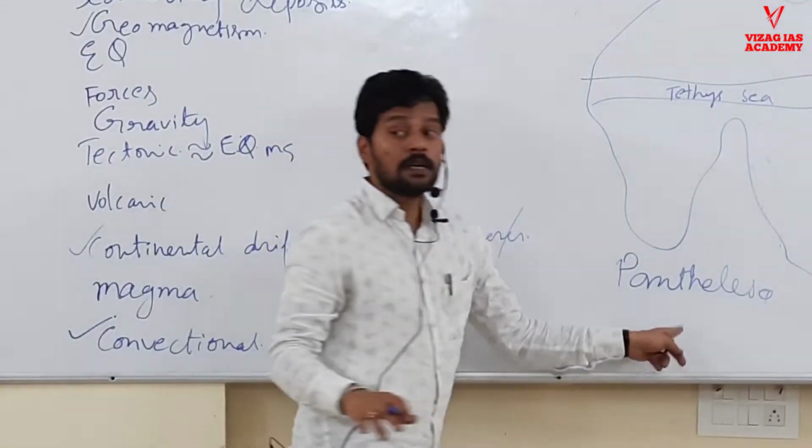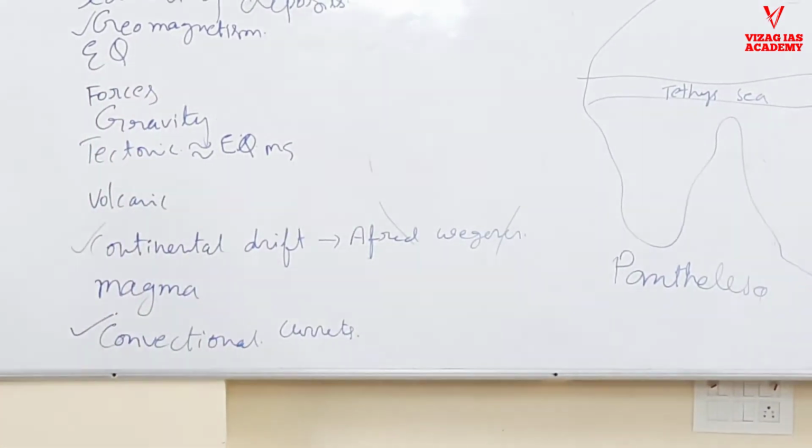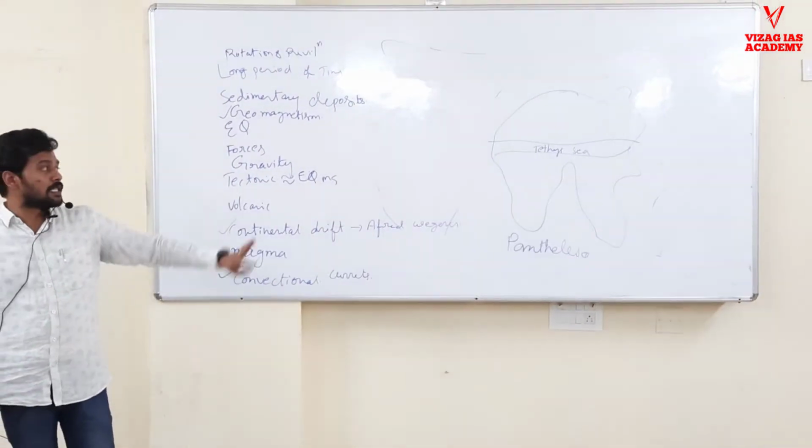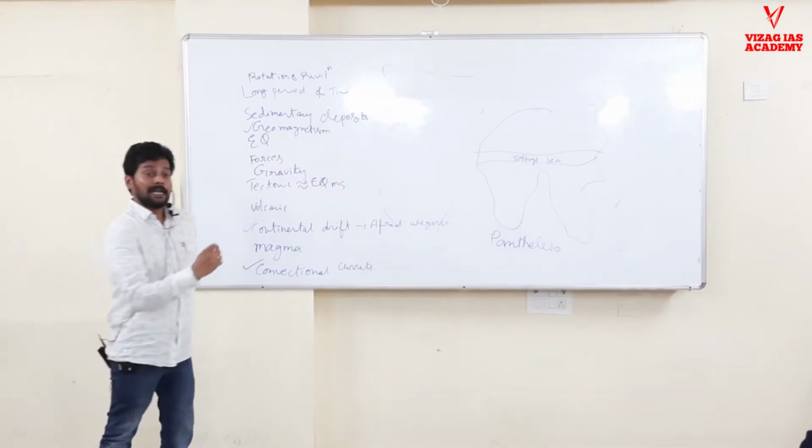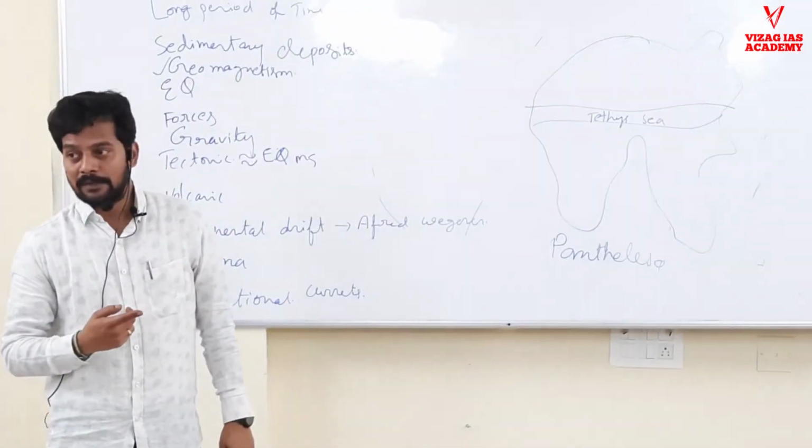Nobody will ask a single question on that, so don't worry. Panthalassa is an ocean which surrounded Pangaea. But the dynamics behind this you need to understand.